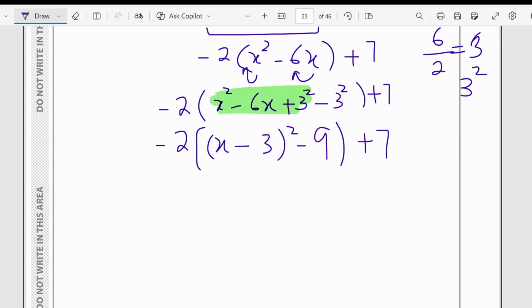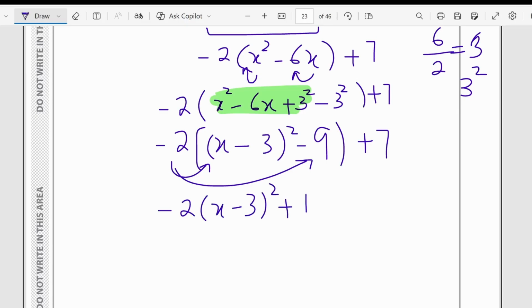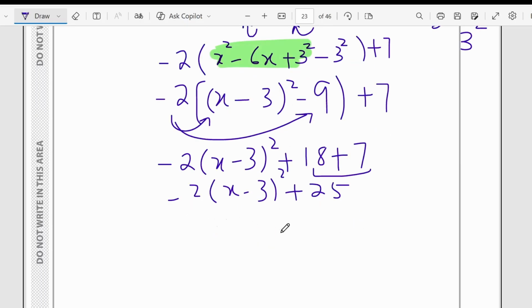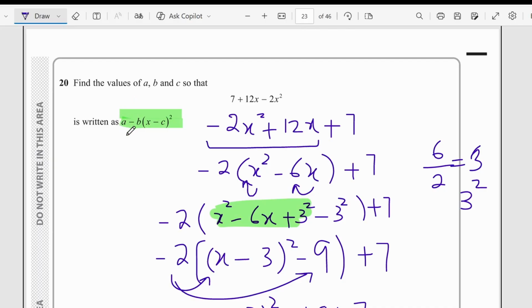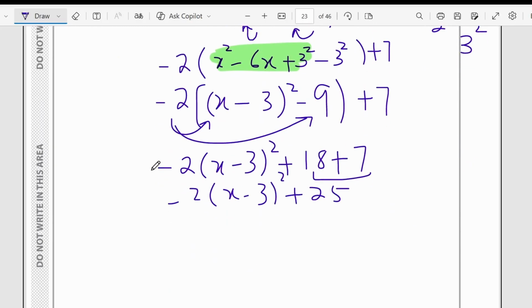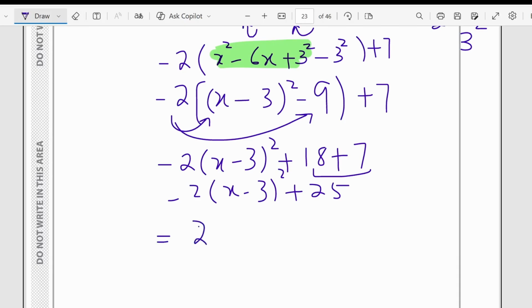We are going to multiply minus 2 with the bracket and minus 2 with minus 9. That would become minus 2 into x minus 3 whole squared. Now minus minus is plus, this would become 18 plus 7. Minus 2 into x minus 3 whole squared. These two will be added, so it would become plus 25. We have changed this question into completing square form. Now our condition is the first value should be a constant value, then the bracket value should be there. So we are going to rearrange this. Write the constant value first, 25 at the start, then minus 2 into x minus 3 whole squared.